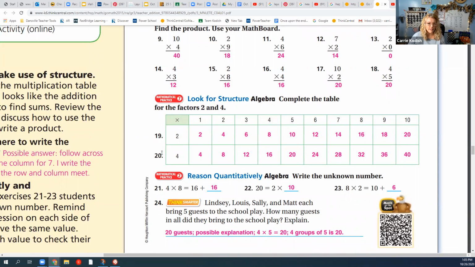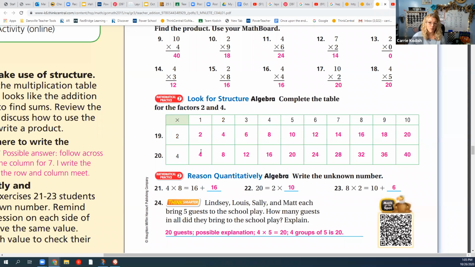And then I think 19 and 20 are really nice little tables to work out if you have some time. So you can see right across this table, I really like this table already finished, so you can just check it out for a second. 2 times 1 is 2. We're just kind of making a square. 2 times 2 is 4. 2 times 3 is 6. 2 times 4 is 8.